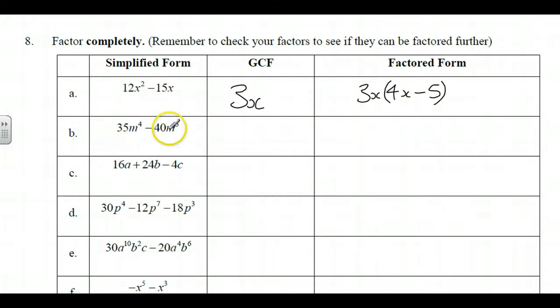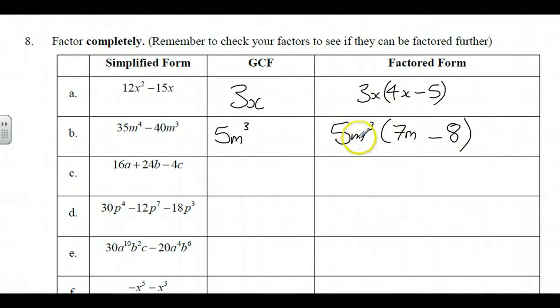Okay, what goes into 35 and 40? I think 5 is the greatest common factor. And then it's basically the lowest power of the variables, so m cubed. Write the greatest common factor, 5m cubed. This will be 7. 5 times 7 is 35. I want m to the 4th, so 7m minus, because that sign carries over, 5 times 8 gives me 40, and I've got the m cubed. 7 and 8 share nothing in common, and there is no variable in both, so it is fully factored.